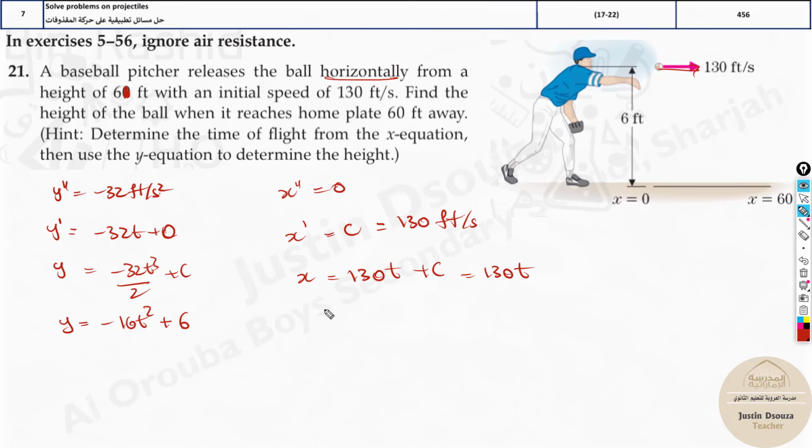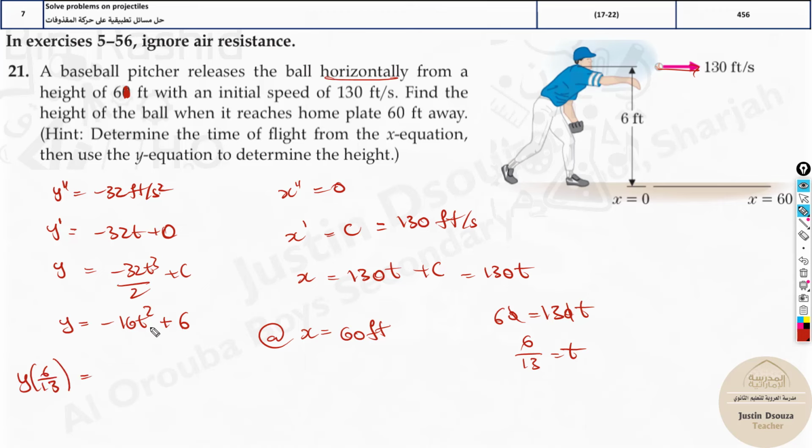Here we need to find what? The height when the ball reaches the home plate. Okay, so when x is equal to 60 feet, what is the height? What is y? So first let's find the time and then substitute it over there. So when x is equal to 60, that means 60 is equal to 130t. Cancel this, it will be 6 by 13 is equal to time. So at t equals 6 by 13, what is the value of y?